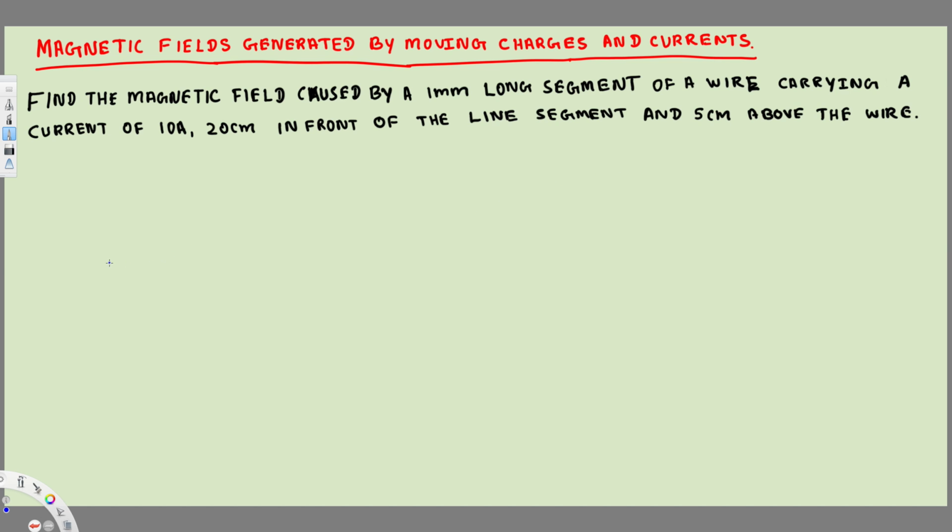First of all, let's draw a diagram for this one. So here we have this little segment right here. The length of the segment is 1 millimeter, right? And then they are saying the current, 10 ampere, is traveling, 20 centimeter in front of the line segment. So this is the line segment, and from here 20 centimeter, and 5 centimeter above the wire. So 20 centimeter and 5 centimeter above. So this is the location we are interested in.